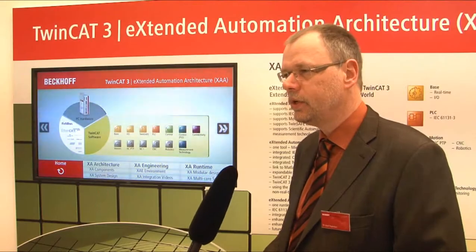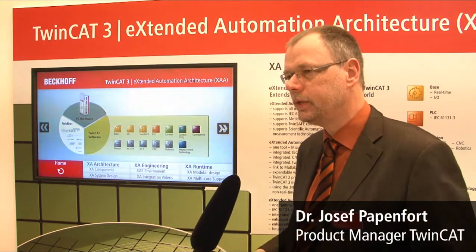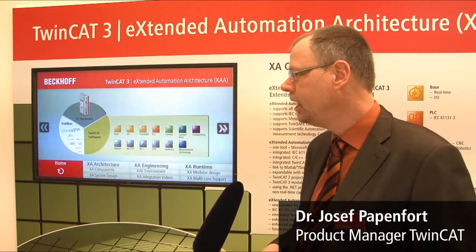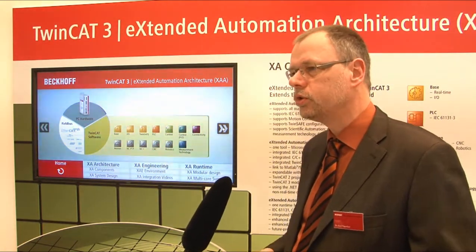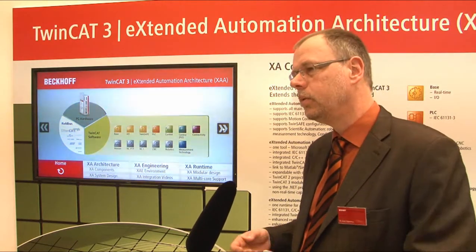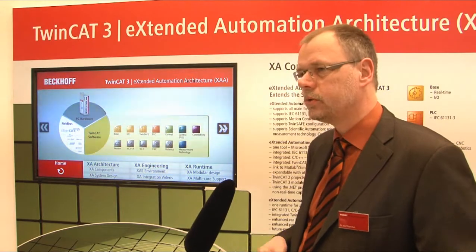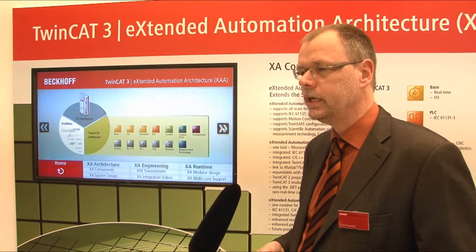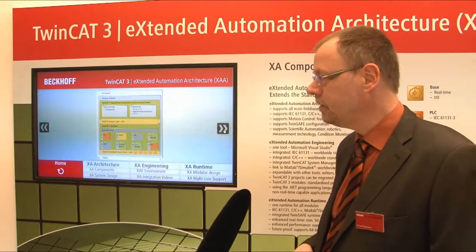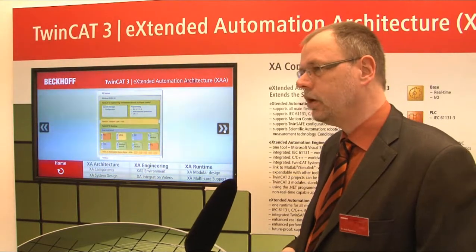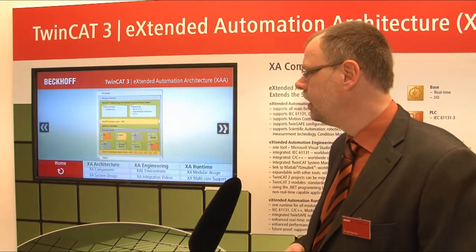The TwinCAT 3 architecture is characterized by the fact that we have extended the existing world of automation technology that we created with TwinCAT 2. Apart from the familiar features, such as PLC programming and our motion control solutions, from point-to-point movement up to CNC, we now also have the possibility to generate code in C and C++ and to execute it in real time. We call the TwinCAT 3 architecture Extended Automation Architecture, because we have extended the existing world of automation technology.